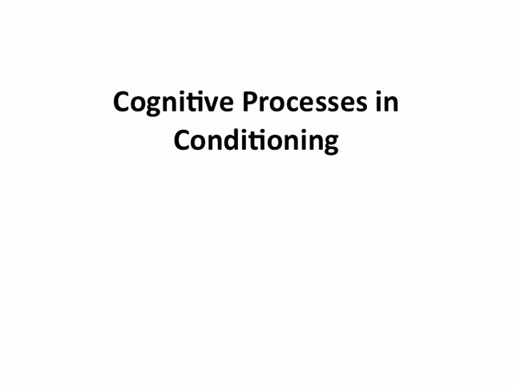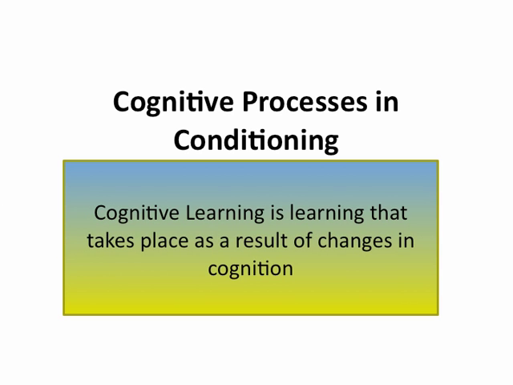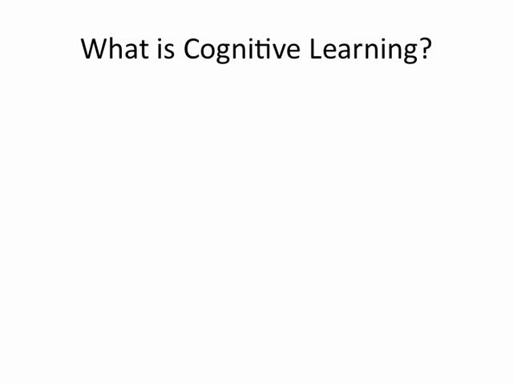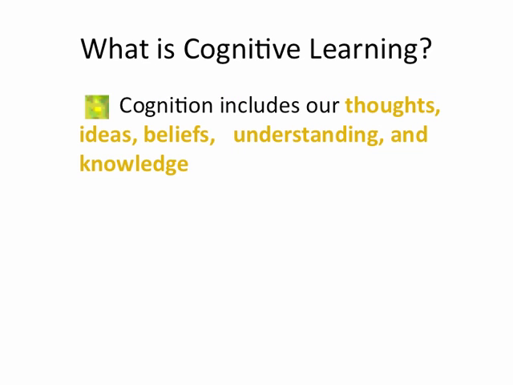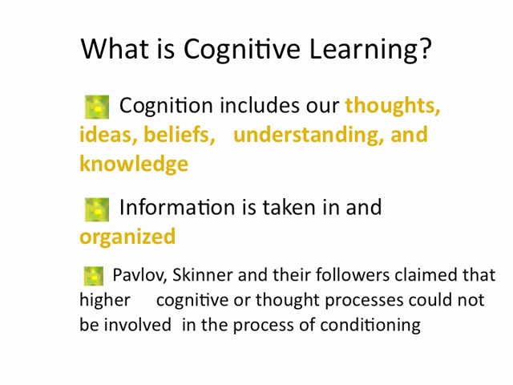Okay, so cognitive processing and conditioning. Cognitive learning is learning that takes place as a result of changes in cognition. Cognition is another fancy word for thinking. So what is cognitive learning? Cognition includes our thoughts, ideas, beliefs, understanding, and knowledge. Our ability to think and reason. Information is taken in and organized in different ways.